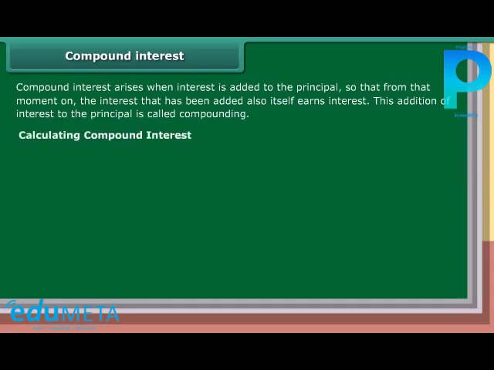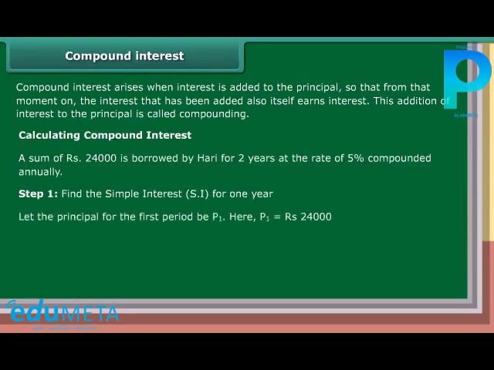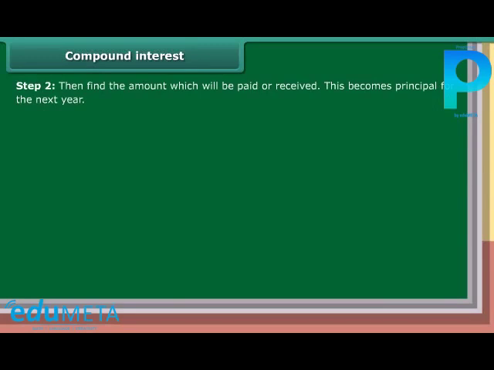Calculating compound interest. A sum of ₹24,000 is borrowed by Hari for 2 years at the rate of 5% compounded annually. Step 1. Find the simple interest SI for 1 year. Let the principal for the first period be P1. P1 = ₹24,000. SI1 = SI at 5% for the first year = ₹24,000 × 5/100 = ₹1,200.